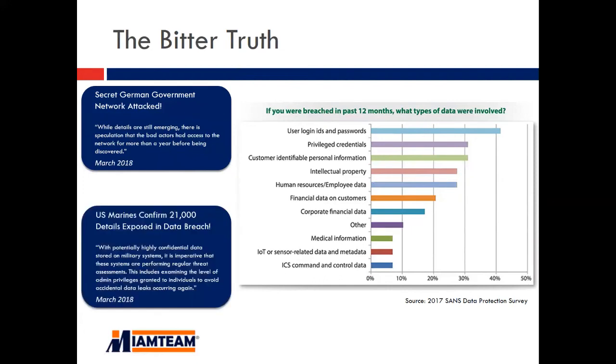On another news, the US Marines have confirmed that 21,000 details were exposed in a data breach using privileged accounts again. Now, one of the actions that they will be doing to correct this is to perform regular threat assessments, which include examining the level of admin privileges given to individuals to avoid data leaks occurring again.